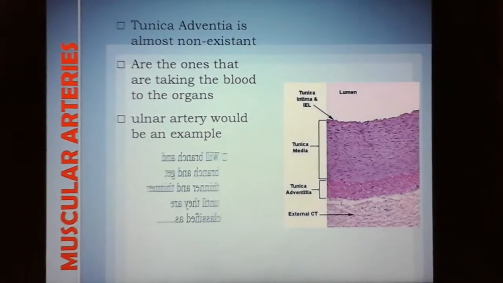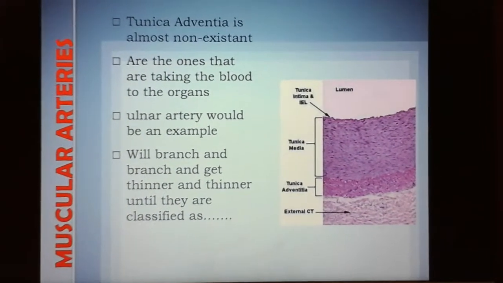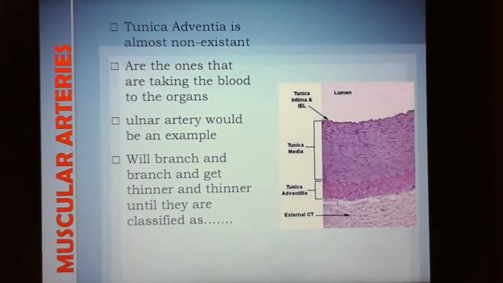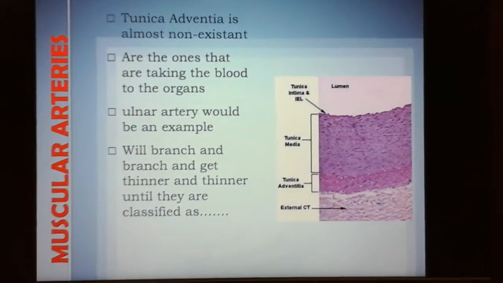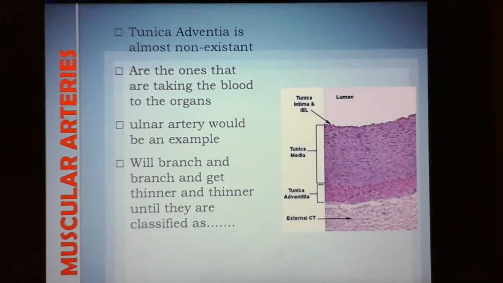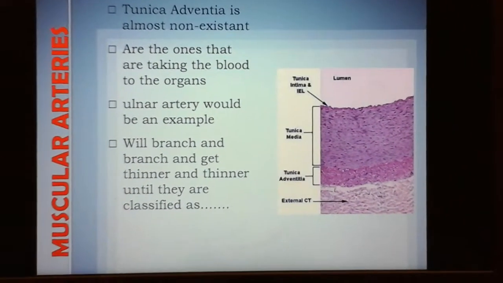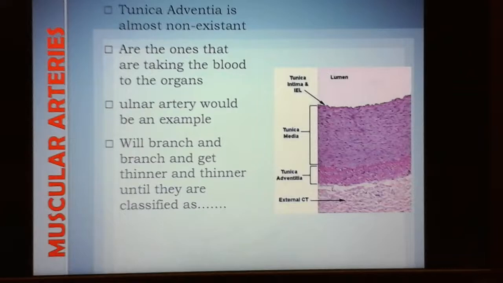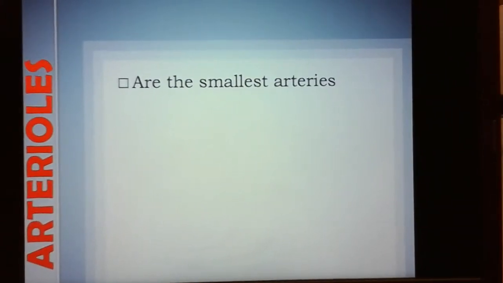Now these will also continue to branch and branch and branch and get thinner and thinner and thinner until the tunica adventitia is gone. Once the tunica adventitia is gone, you cannot call it an artery anymore. To be an artery, you have to have all three layers: tunica adventitia, tunica media, and tunica intima. But these guys are going to branch inside the organs and get thinner and thinner, and eventually the tunica adventitia will be gone. Once you only have two layers, at that point in time, you're called an arteriole. Right? So arterioles are your smallest arteries.